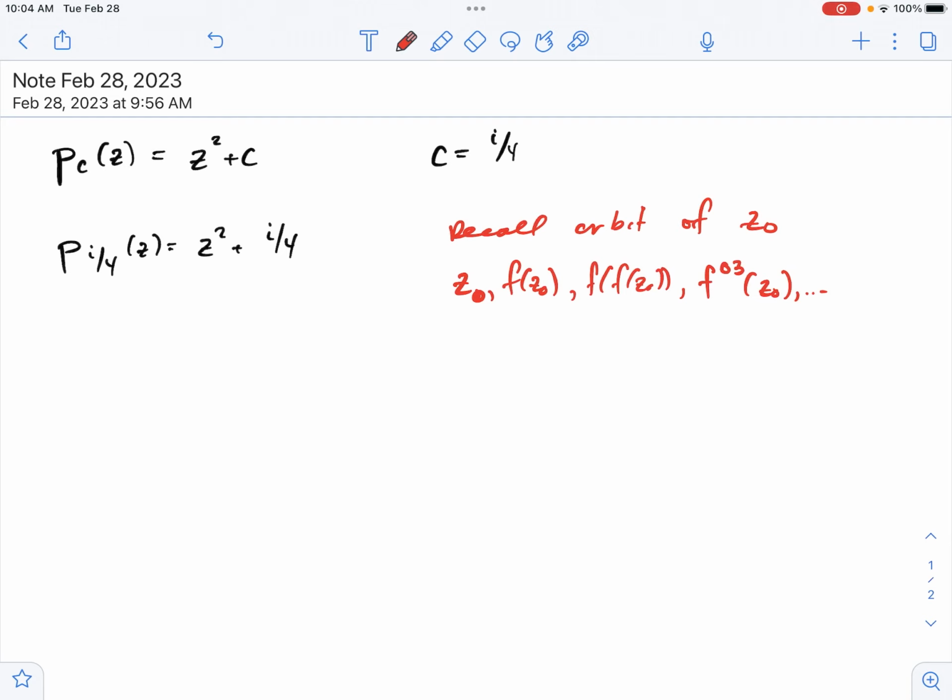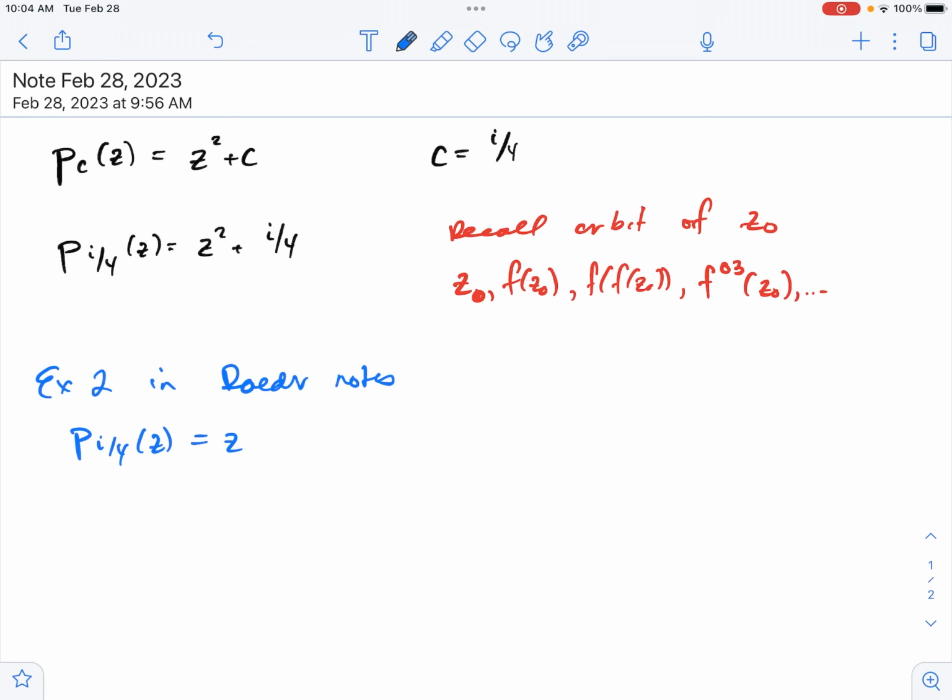So it turns out there's a relationship between fixed points of a function and the behavior of the initial points that you choose. So let's calculate the fixed points. This is exercise 2 in the rotor notes, and it asks us to find the fixed points of our function, P_{i/4}(z). For a point to be a fixed point, the input and the output are the same.